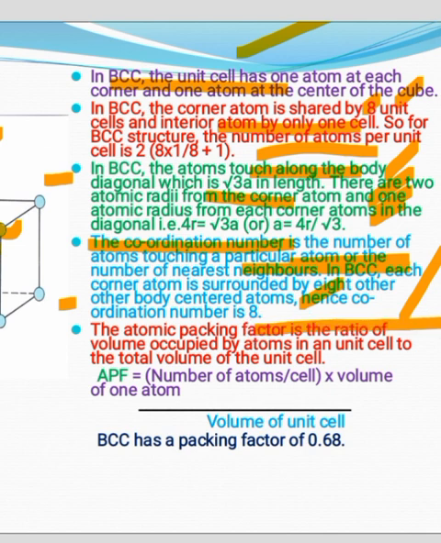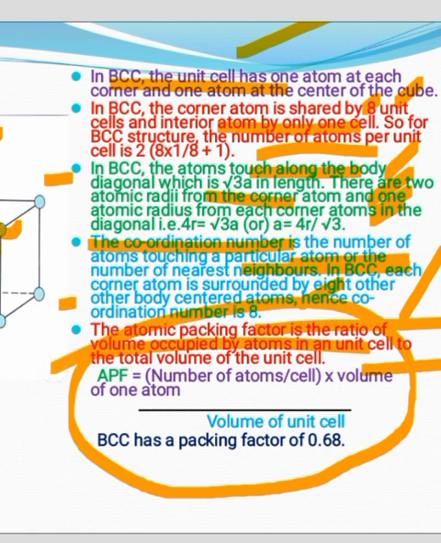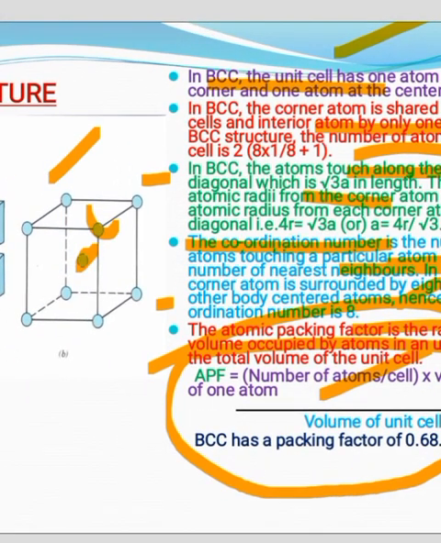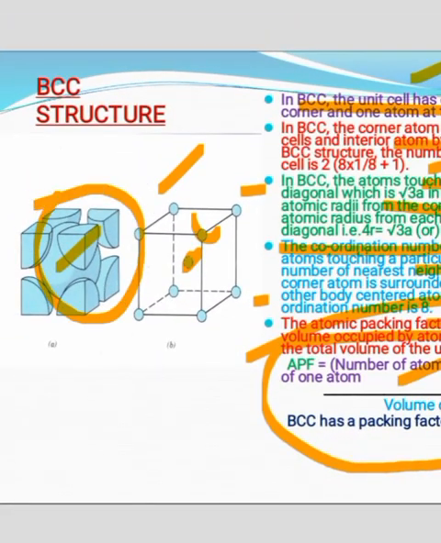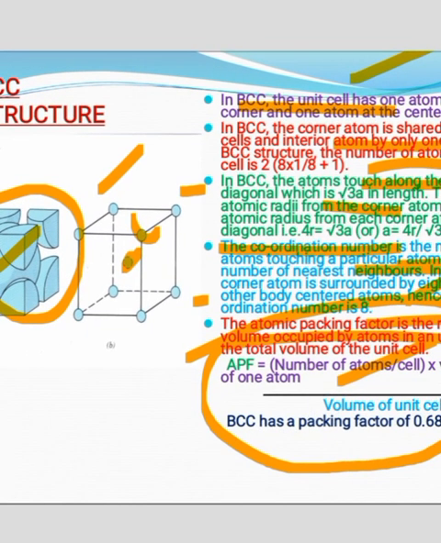The atomic packing factor is the ratio of the volume occupied by the atoms in a unit cell to the total volume of the unit cell. Here the atomic packing factor is the number of atoms per unit cell times the volume of an atom, divided by the volume of the unit cell. Body-centered cubic structure has a packing factor of 0.68, which means 68% of the cell is filled with matter. That is the idea. BCC structure has a packing factor of 68%.